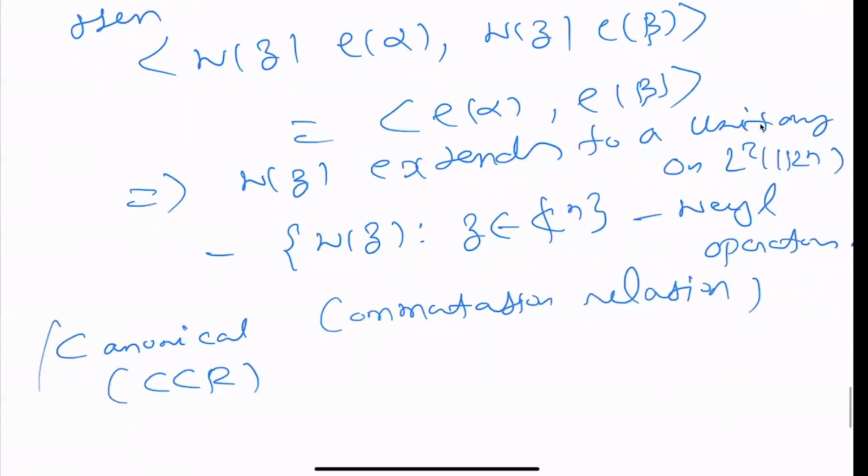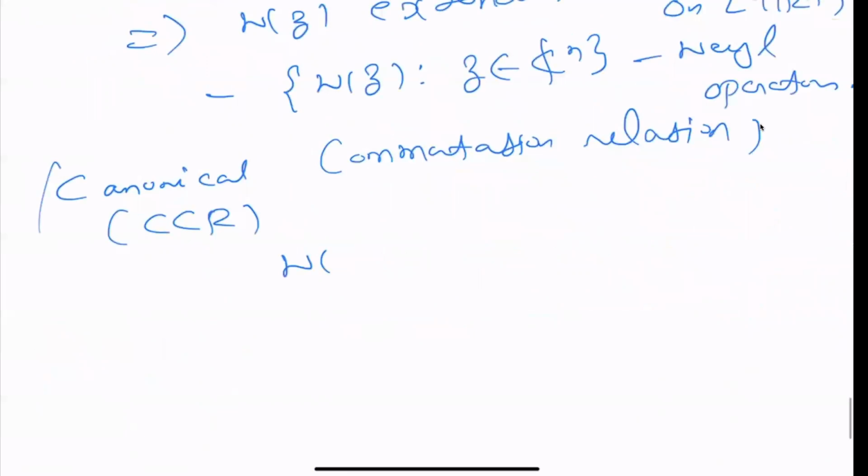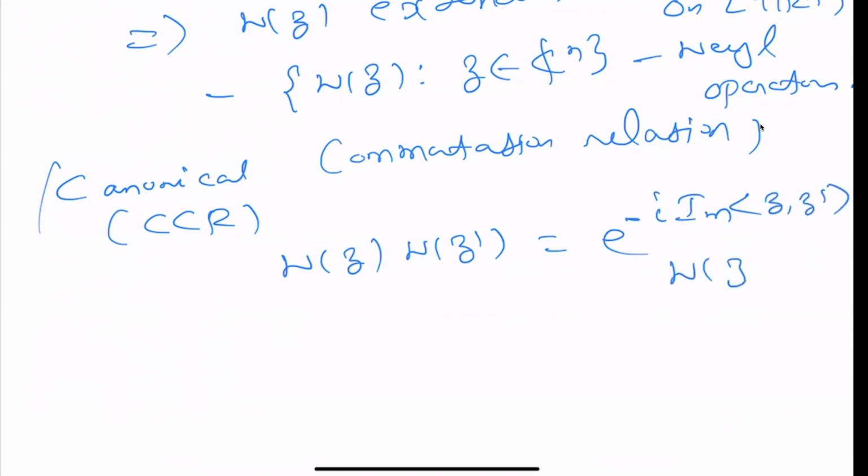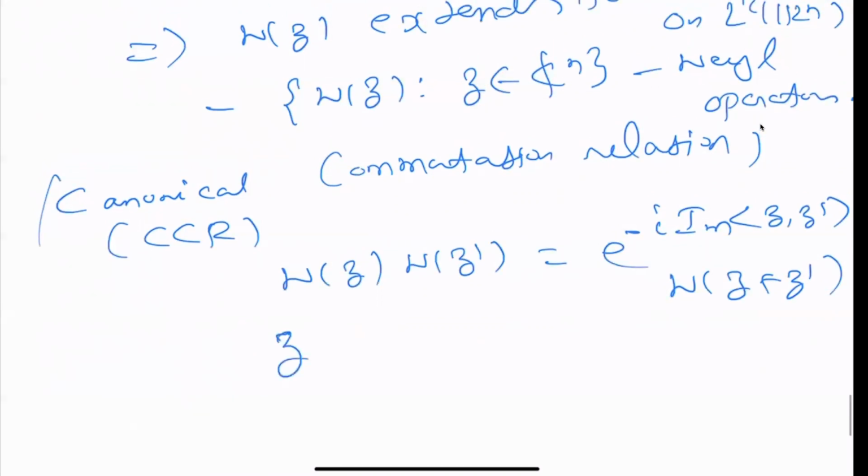That is, W of Z, W of Z prime is equal to e power, there is a minus, I believe, imaginary part of Z prime, W of Z plus Z prime. They satisfy this relation. Z going to W of Z is what is called a projective representation. That is not a representation.